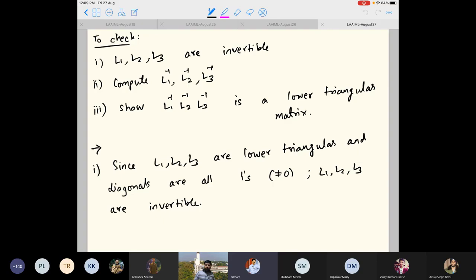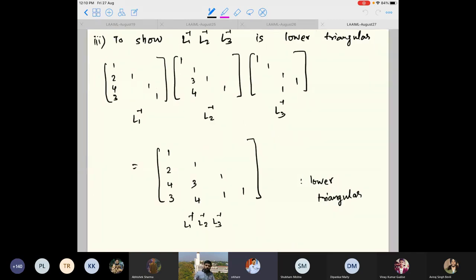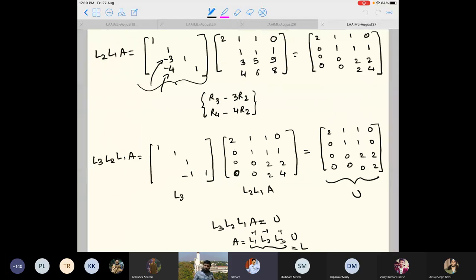First, check that L1, L2, L3 are invertible. So they are actually invertible. You proved it. Then you computed the inverses L1 inverse, L2 inverse, L3 inverse, and you took the product of these three inverses, and you actually showed that the product is a lower triangular matrix. And you did this, so you constructed L. U that you obtained was anyway upper triangular. So you were able to express A as LU.